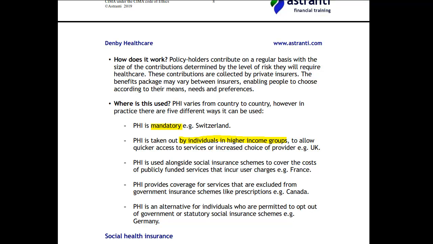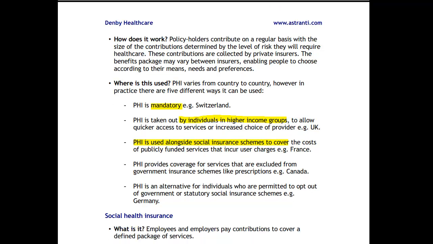In some countries, private health insurance is used alongside social insurance schemes, so it covers the costs of publicly funded services that incur user charges. So that's the case in countries like France. And then in some instances, the PHI provides coverage for services that are excluded from government insurance schemes. So that can be the case of covering things like certain vaccinations or prescription charges, which is the case in countries like Canada.